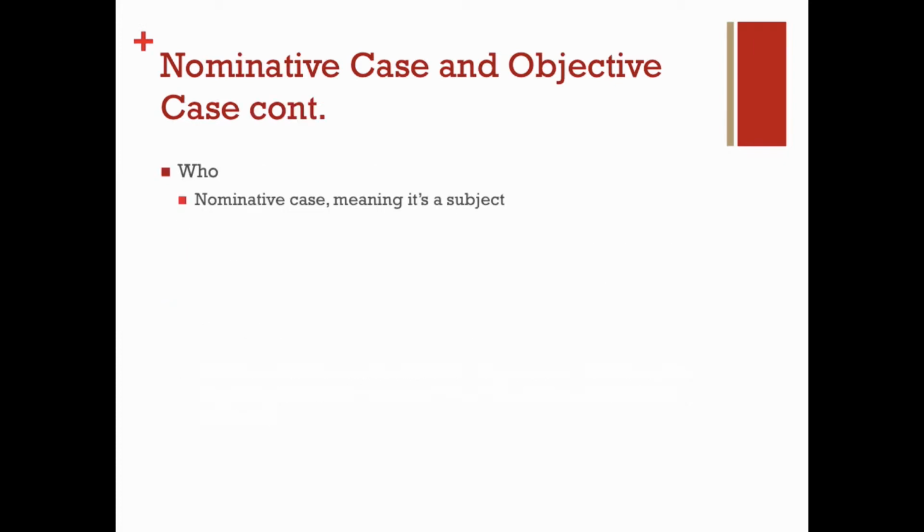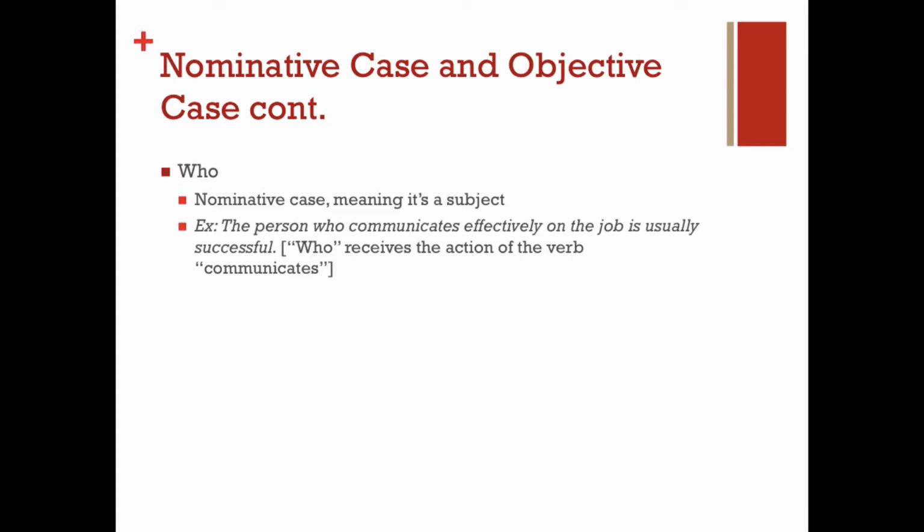Okay, so who is nominative case, meaning that it is a subject. So anytime you're going to use the pronoun who, then that means that you're referring to the subject in a sentence. For example, the person who communicates effectively on the job is usually successful. Who receives the action of the verb communicates, so that tells us right there that who is referring to the subject here.